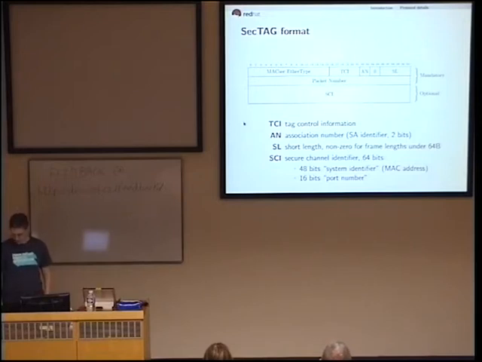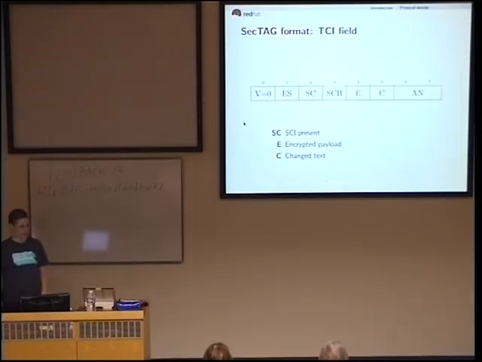Then there's the short length field, which indicates that the frame was under 64 bytes. And you have an optional secure channel identifier. It works a bit like a VLAN tag, so you can have multiple secure channels at the same time. The secure channel identifier is composed of the MAC address of the host that sent the packet and a 16-bit port number.